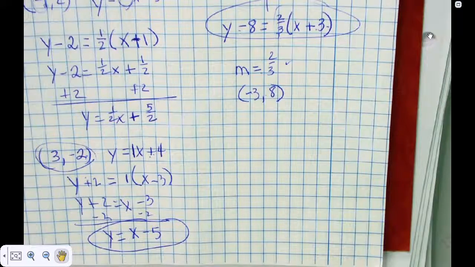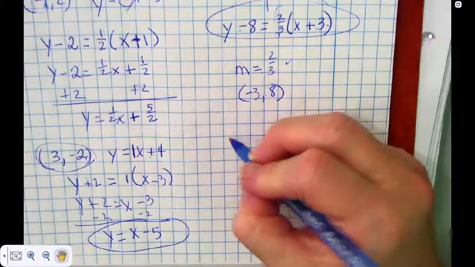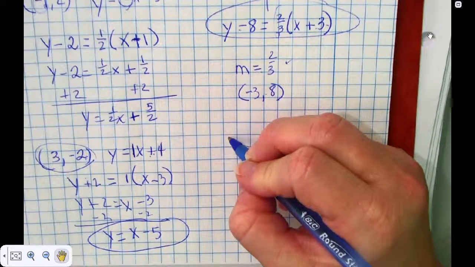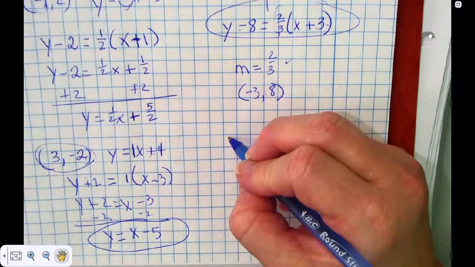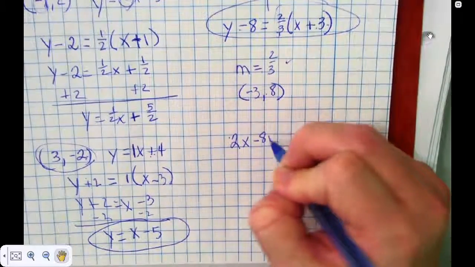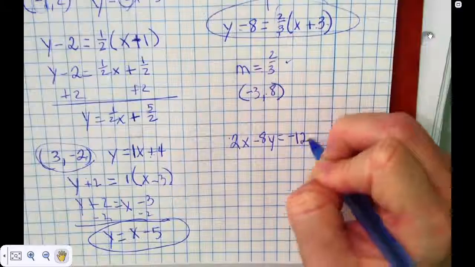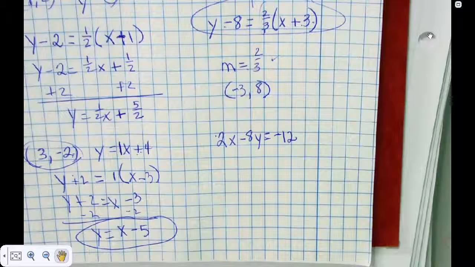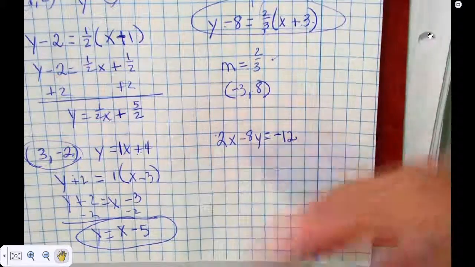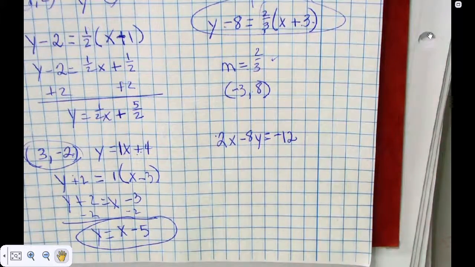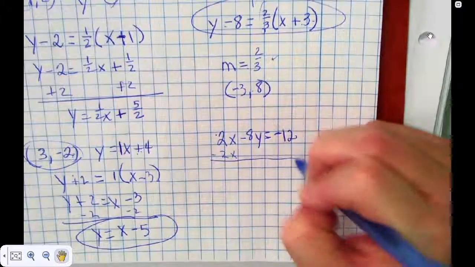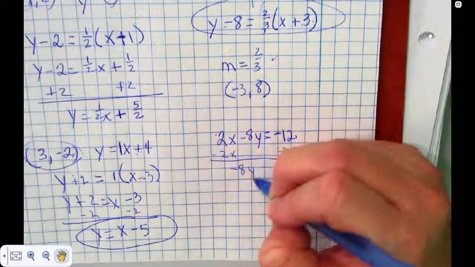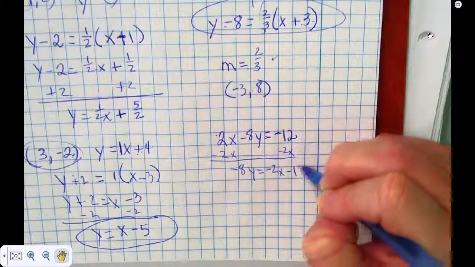Did everybody get that? Okay, what if I gave you this equation. 2x minus 8y equals negative 12. Okay, what would you have to do first to get the slope? You have to get y equals, aren't you? Put it in y equals a slope-intercept form, and then you'll know. So I'm going to subtract 2x. So negative 8y equals negative 2x minus 12.